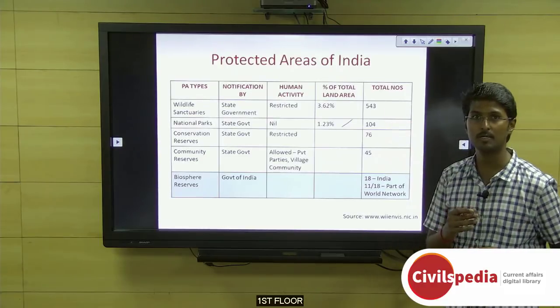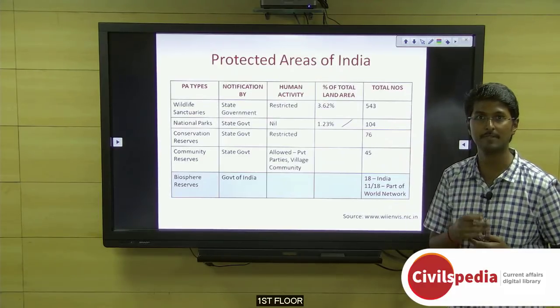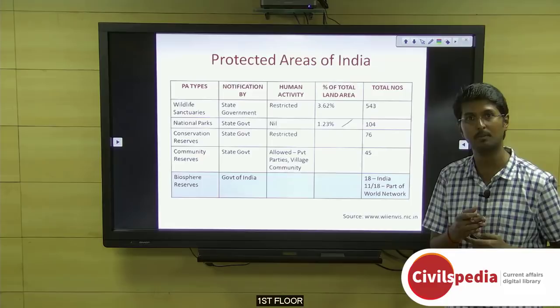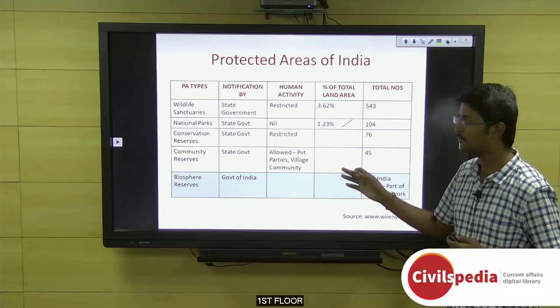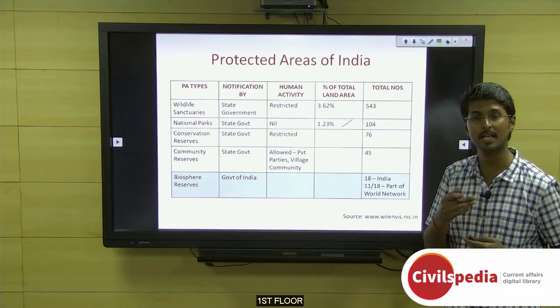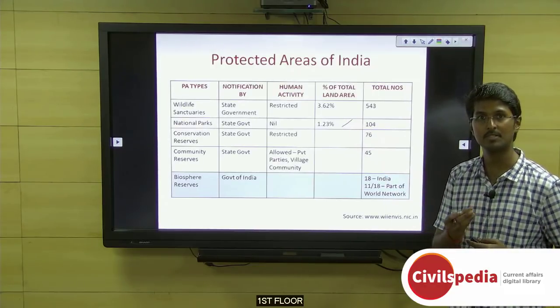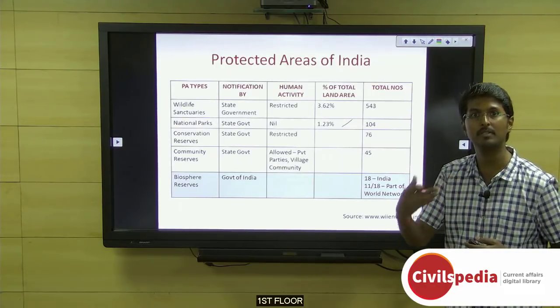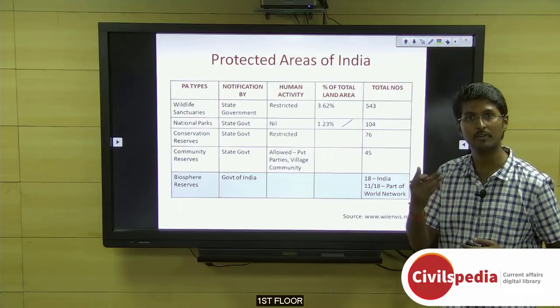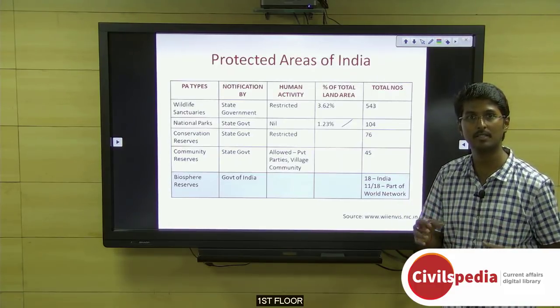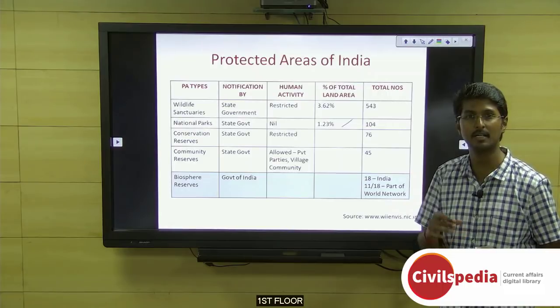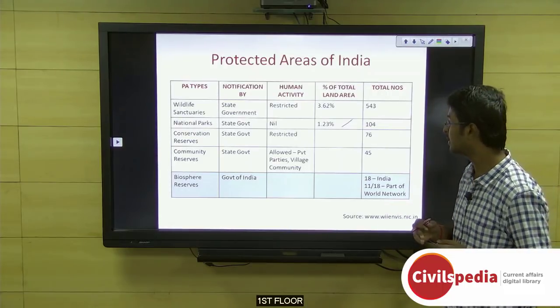And here there are about 76 conservation reserves, and Jammu and Kashmir is the state with the highest number of conservation reserves. Next, coming to community reserves, they are again notified by the state government, and as the name suggests, it is community. So the private parties, or the village or villages where this particular wildlife habitat is, will be a part of these community reserves.